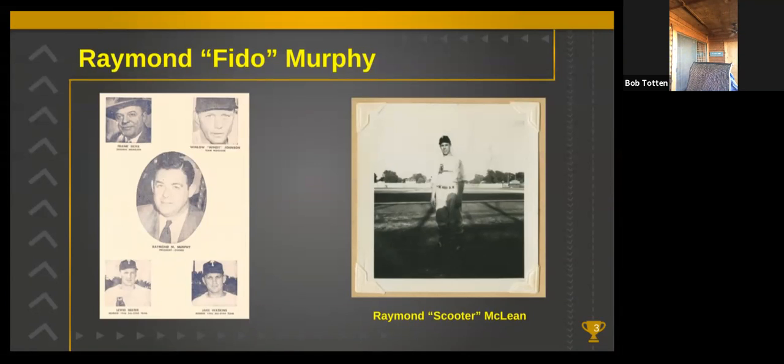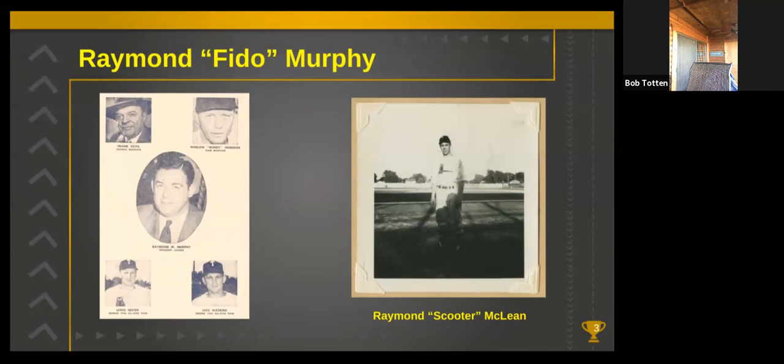Fido Murphy was close friends with George Halas, who was the owner and coach of the NFL Chicago Bears, and he saw ownership of the Topeka Owls as a way to keep a few of the Bears players in shape during the NFL's offseason. So here was a time when the Topeka Owls were an independent team. They didn't have a relationship with a Major League Baseball team, but they did have one with a National Football League team. And Raymond Scooter McLean did, in fact, play for the Owls in 1947.